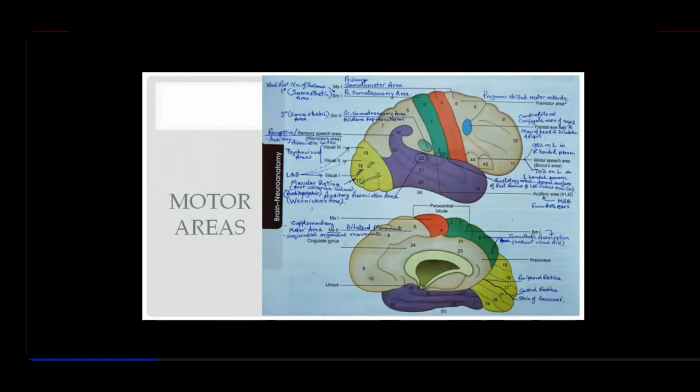Afferents will also come into this, right? Where will the afferents come from? The afferents will come from the sensory areas, from the opposite cerebellar sensory areas, association areas, and from the thalamus.